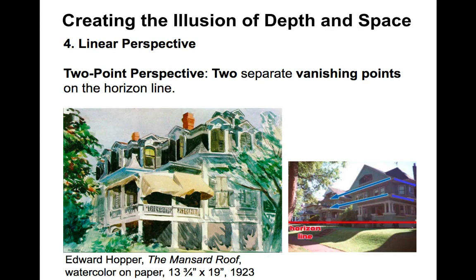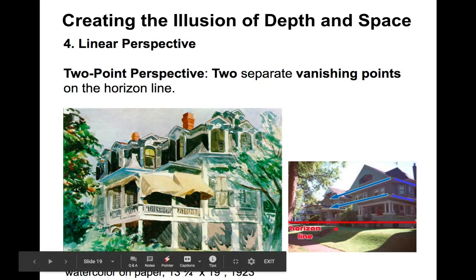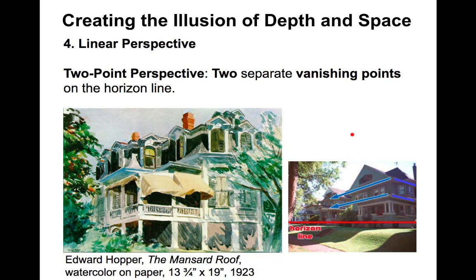So here's two-point perspective: two separate vanishing points on the horizon line. That's what two-point perspective is. And you have here an example of a building where lines go down this way and down this way to a separate point. Same thing on this. We have lines going down this way and lines going down this way to a separate vanishing point. And this is a painting by Edward Hopper on the left.